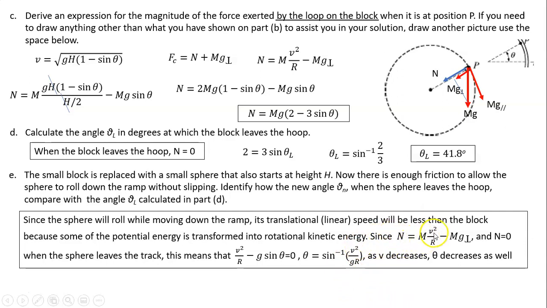Now, since n equals mv squared over r minus mg perpendicular, when the sphere leaves the track, n equals 0. M and m can cancel, so v squared over r minus g sine theta has to be 0. By the way, mg perpendicular equals mg sine theta. From here, we can solve for theta. Theta equals the inverse sine of v squared over gr. So as v decreases, theta also decreases. So your answer should be theta n is less than theta L.